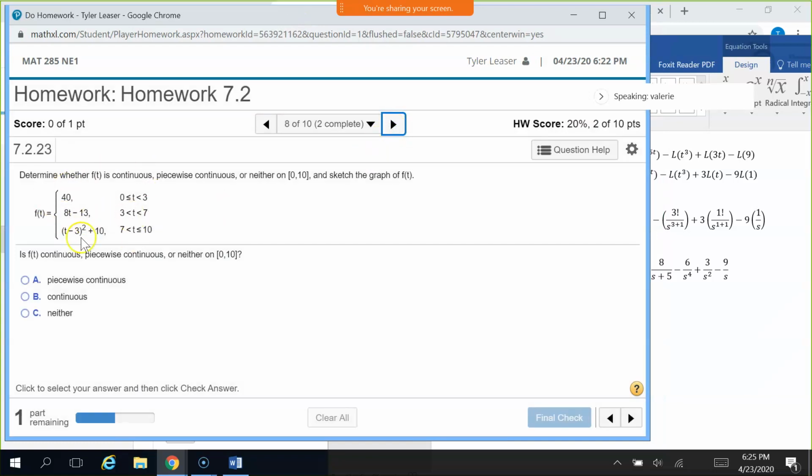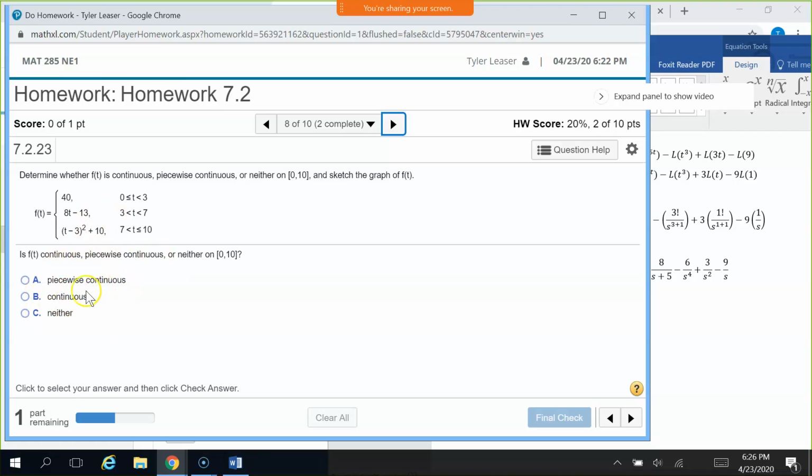Oh, and then there's these, right? So the piecewise stuff. Oh, yeah. Let's do one of these. So first off, it wants you to determine if it is continuous, piecewise continuous, or neither. And it also wants you to kind of sketch... Oh, maybe that's all they want you to do here. It's a good idea anyway, just to get these definitions down.